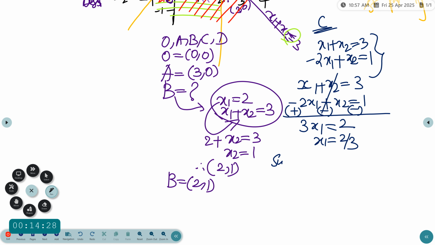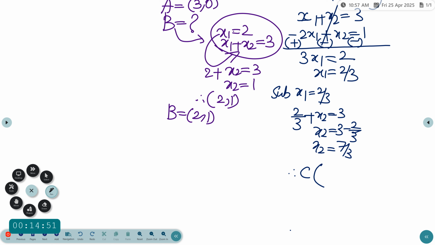Then substitute x1 equal to 2 by 3 in this first equation, then we will get 2 by 3 plus x2 equal to 3, x2 equal to 3 minus 2 by 3, x2 equal to 9 minus 2, 7 by 3. So what is our point? x1, x2. Which point? Our point is C. C point is x1, x2, 2 by 3, 7 by 3.